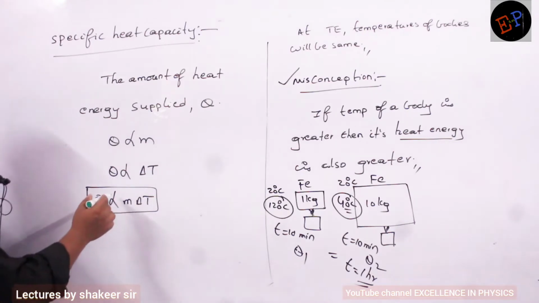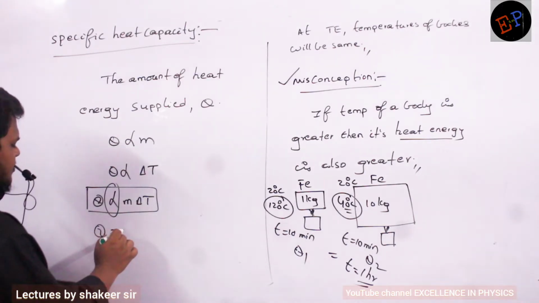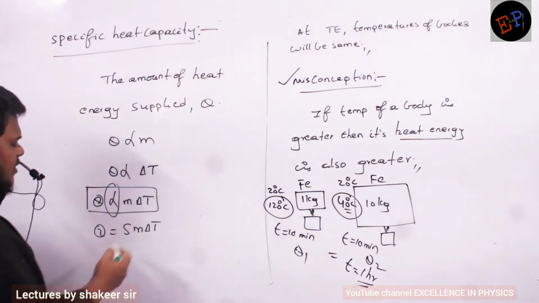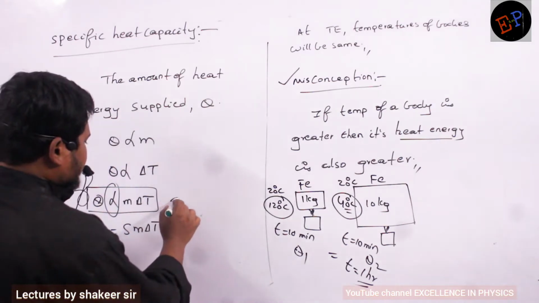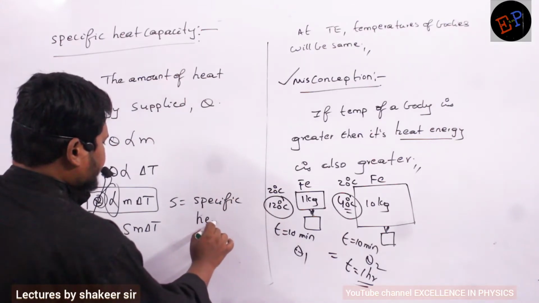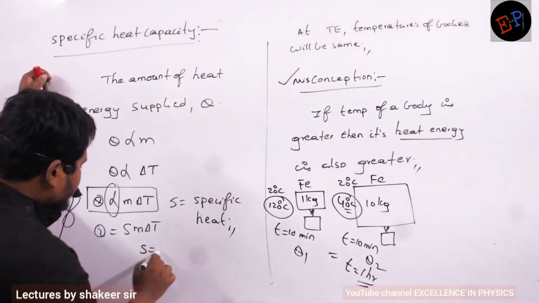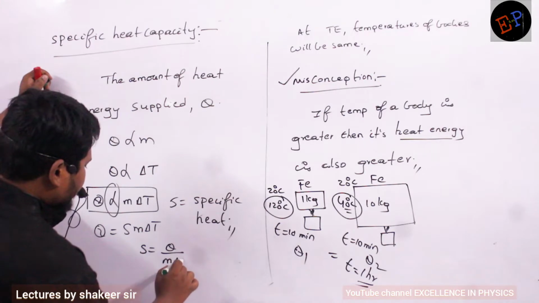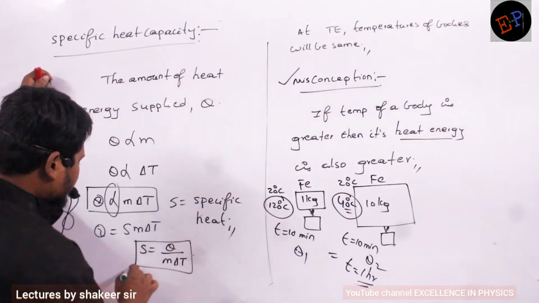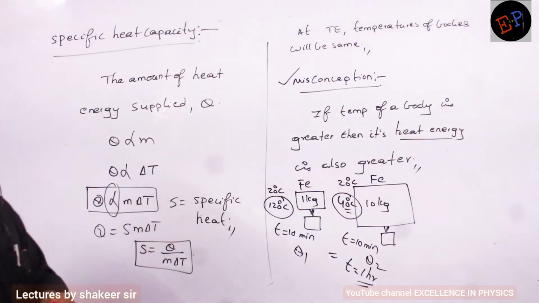Now if I want to remove this proportionality symbol, I have to place a constant, no? And that constant is nothing but S. So Q = S M delta T, where this S is called specific heat. So how can I define this specific heat? Let us see. Therefore I can write S is equal to Q by M delta T. Clear? Now by looking at this equation, can you say what is the definition of specific heat?